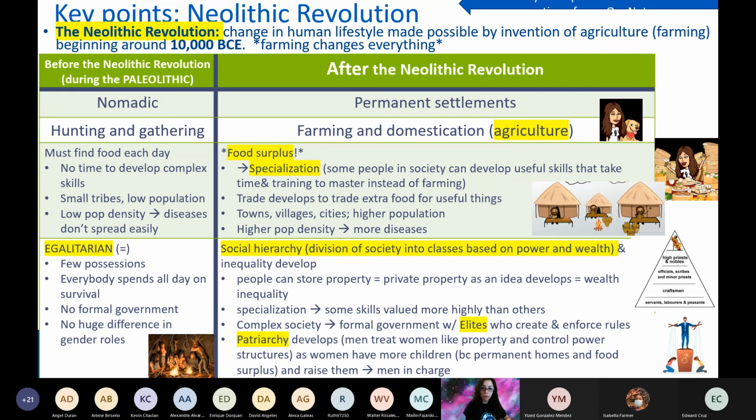all people lived as nomads. Yes, please write this down. They lived as nomads because they had to find their food, right? So they hunted and gathered their food. After the Neolithic Revolution, people lived in permanent homes next to their farmland, which is where they got their food, through farming and domestication. We call that agriculture. Please write down all of those words: the Neolithic Revolution, farming, agriculture, domestication. All four of those words need to be in your notes.